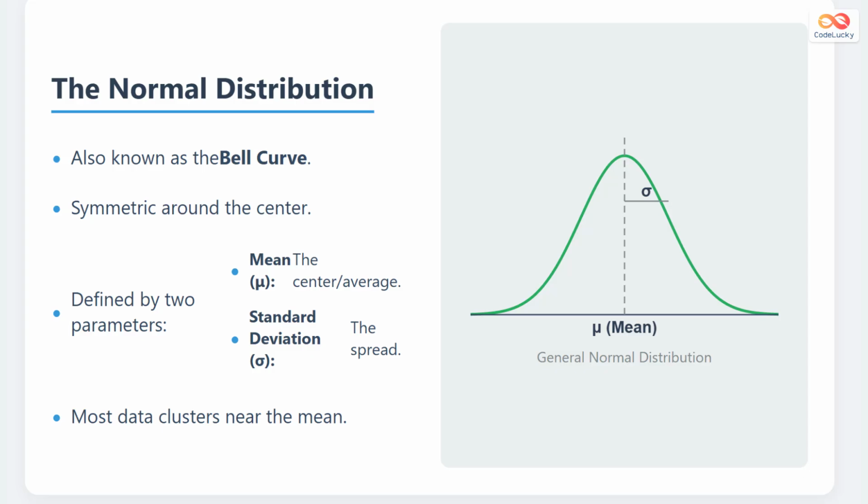First, let's quickly refresh our memory on the normal distribution, often called the bell curve. It is symmetric, meaning the left side is a mirror image of the right. It is defined by two main numbers: the mean, represented by the Greek letter mu, which is the center or average, and the standard deviation, represented by sigma, which tells us how wide or spread out the curve is.